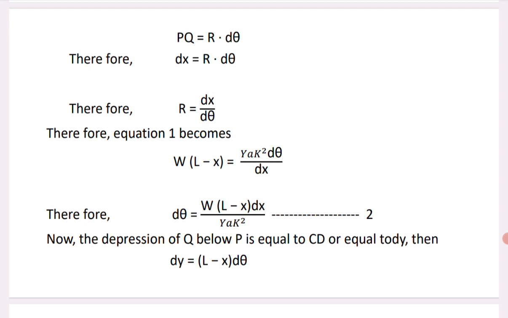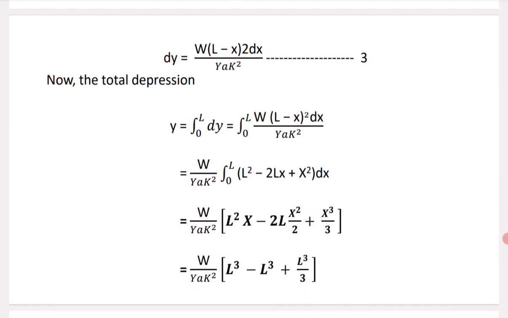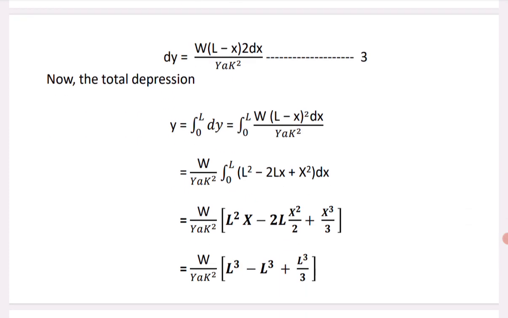Then the depression of Q below P, which is equal to CD, so-called dy, is equal to (L − x) dθ. That gives the depression. Then dy = W(L − x)² dx / YAK². Let this be equation number 3.